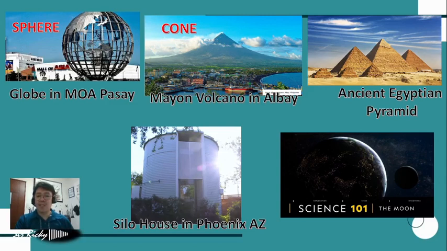How about the ancient Egyptian pyramid? We can replicate it to a pyramid. How about the silo house in Phoenix, Arizona? It looks like a cylinder. And then we traveled the universe by knowing the different facts about the moon, wherein the moon can replicate a sphere.